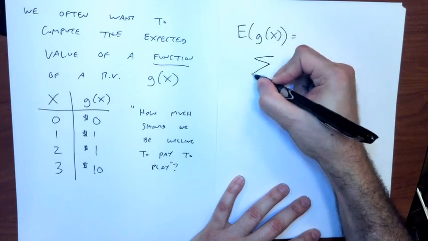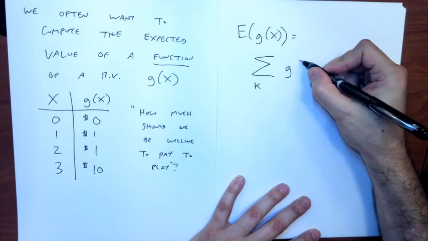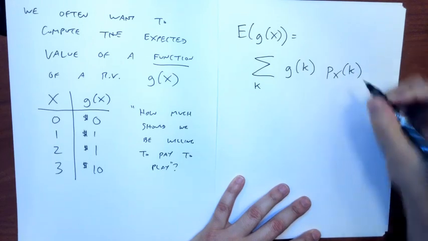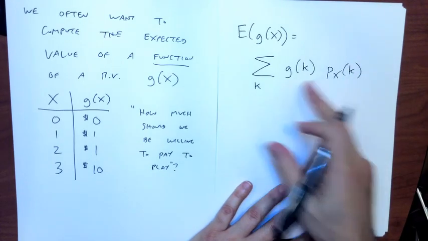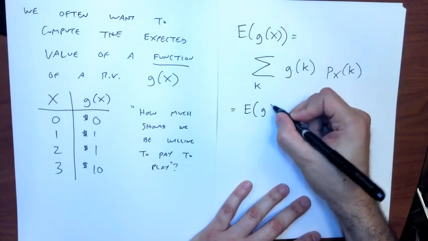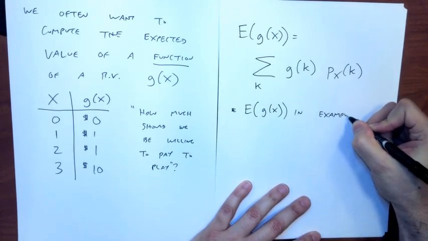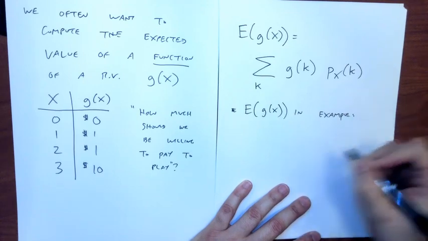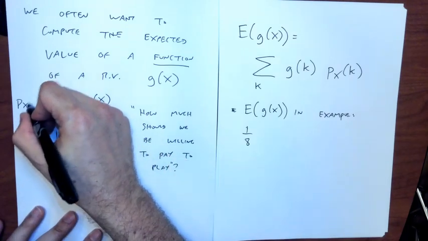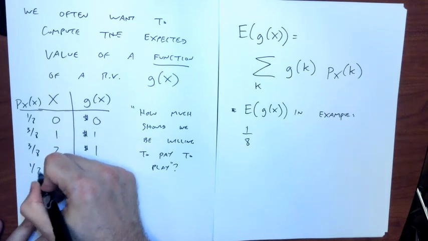So it's like saying I look at the possible outcomes that I could get, I take the probability of getting that outcome, and I multiply it times that function, right? So for example here, the expected value of my payout is like saying, okay, with probability 1/8, so let's remember what these probabilities were. The probabilities of each of these values was 1/8, 3/8, 3/8, 1/8, right?